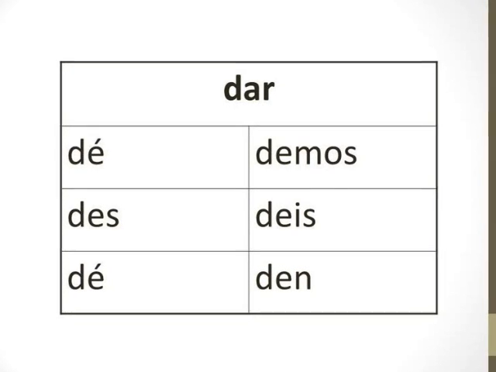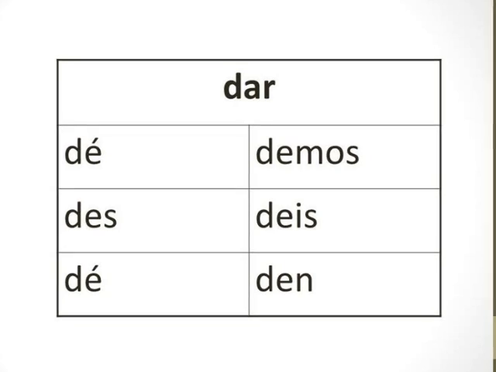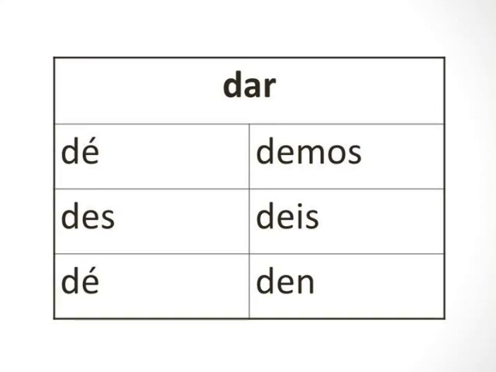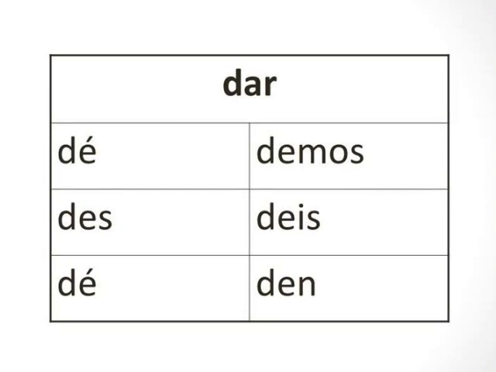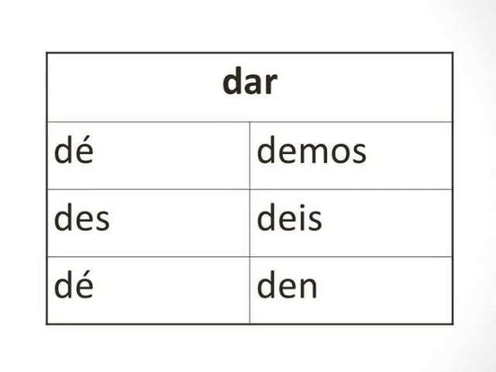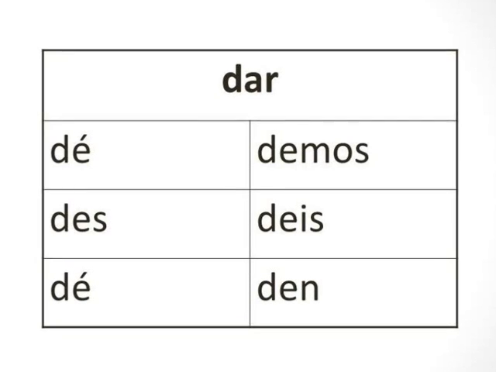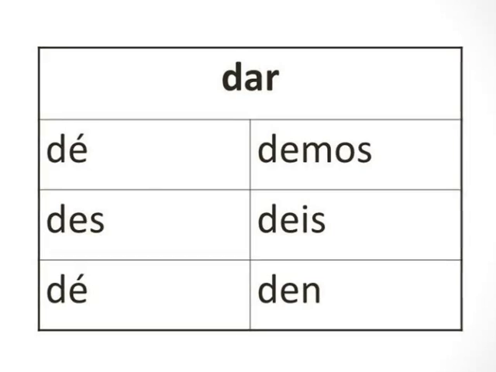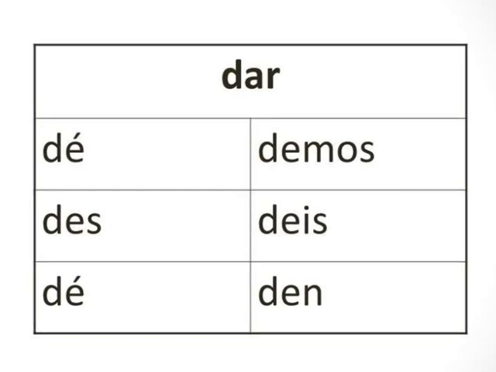One other thing to note about the verb dar is that there are accent marks on dé. Anybody have a guess why there's an accent mark on dé? What does de mean if you leave off the accent mark? That's right, those accent marks are there so you don't confuse this dé with the de that means of or from.